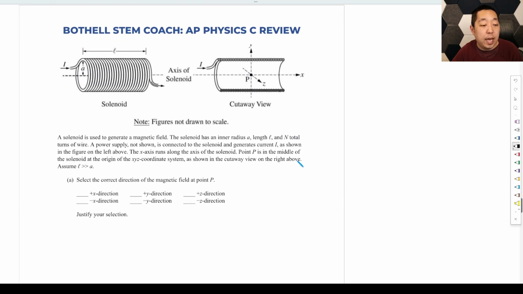Okay, let's look at a solenoid. A solenoid is used to generate a magnetic field. The solenoid has an inner radius of A, length L, and N total turns of wire. A power supply is connected to the solenoid and generates a current I as shown in the figure. The x-axis runs along the axis of the solenoid. Point P is in the middle of the solenoid, and L is much bigger than A here. We want the direction of the magnetic field at point P.